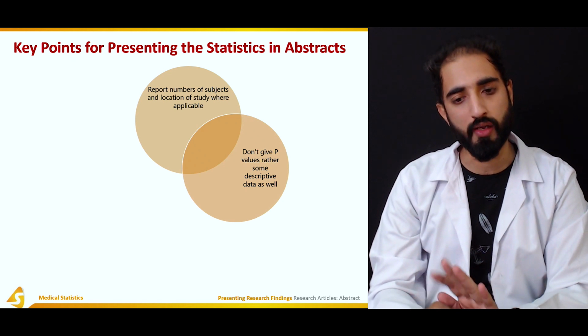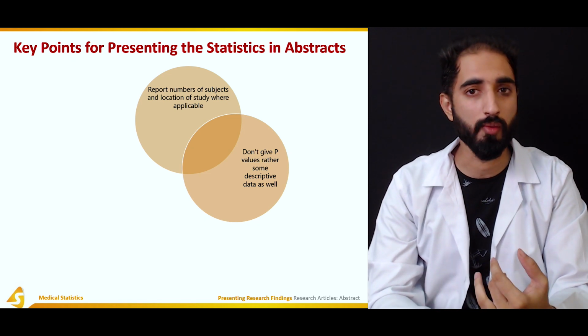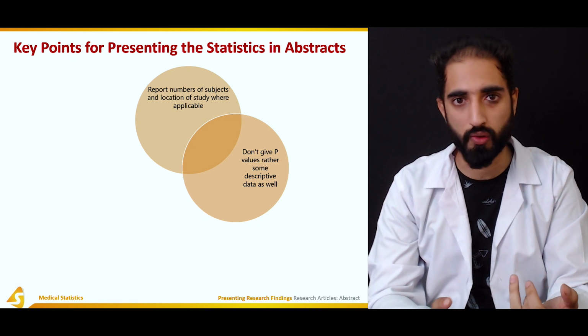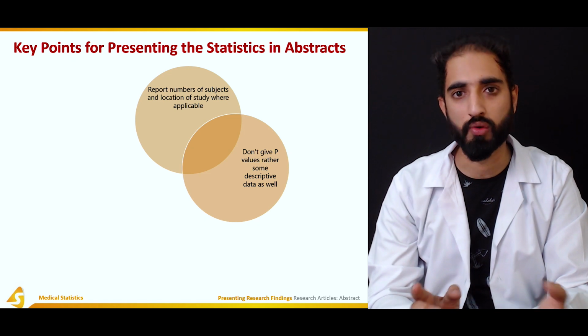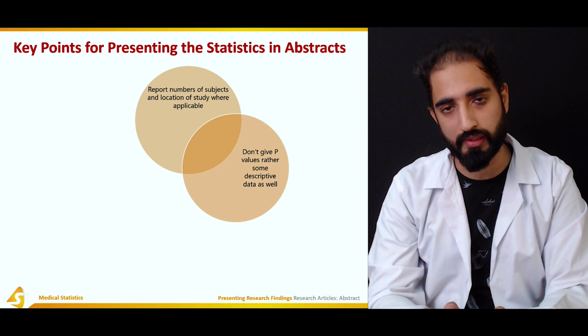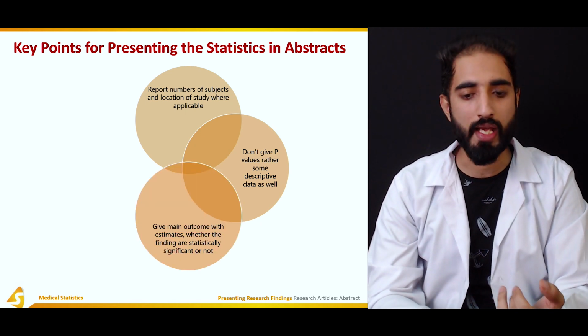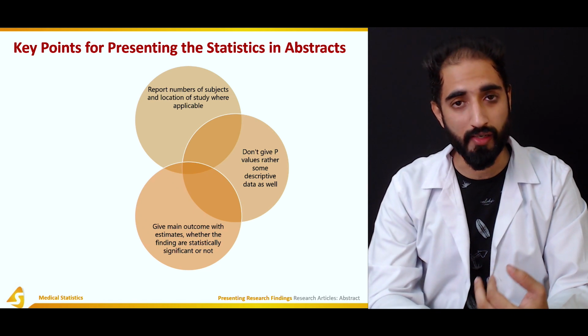Don't give only p-values, give some descriptive data as well, but sometimes it is not possible because you have a lot of outcome measurement tools and you cannot give the averages of all of them. So give the average of the primary outcome measurement tool, and if that is not possible, then you can go for the p-values only. Give the main outcome with estimates, whether findings are statistically significant or not.